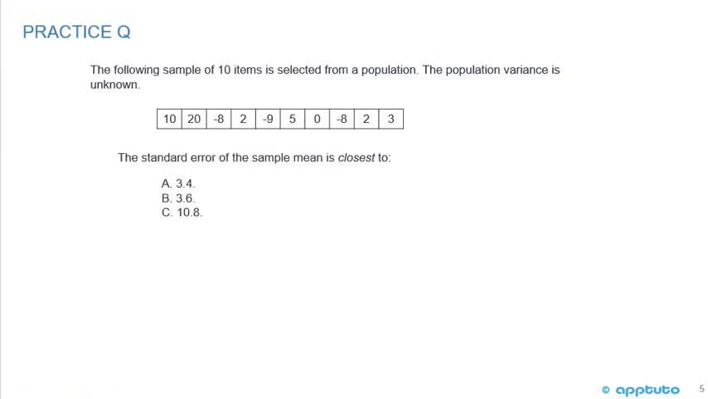Again, this LOS is calculate and interpret the standard error of the sample mean. So we're just going to finish the LOS with one last practice question. And this question is, the following sample of 10 items is selected from a population. The population variance is unknown. So we've got the 10 numbers: 10, 20, -8, 2, -9, 5, 0, -8, 2, and 3. The standard error of the sample mean is closest to A, 3.4, B, 3.6, or C, 10.8.